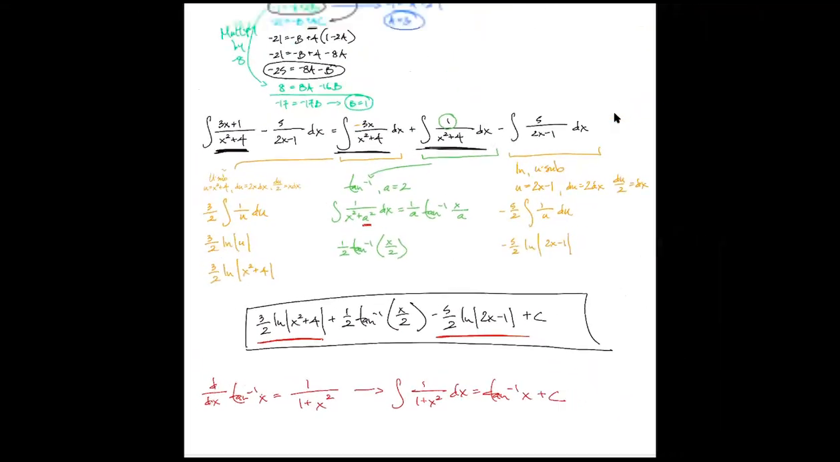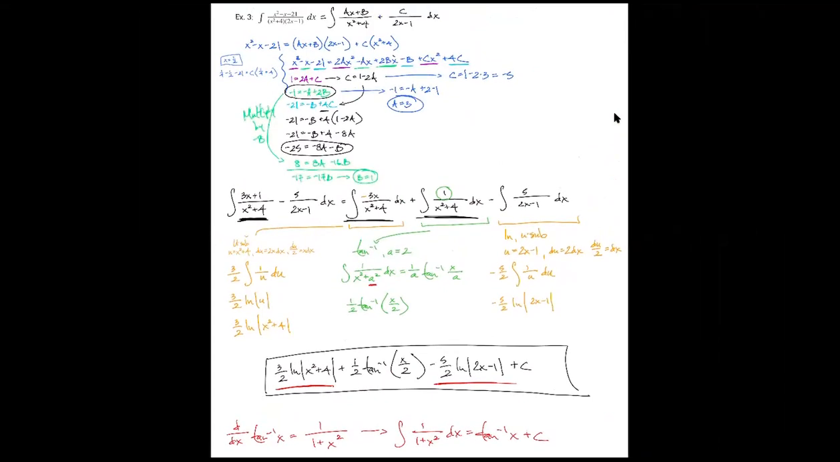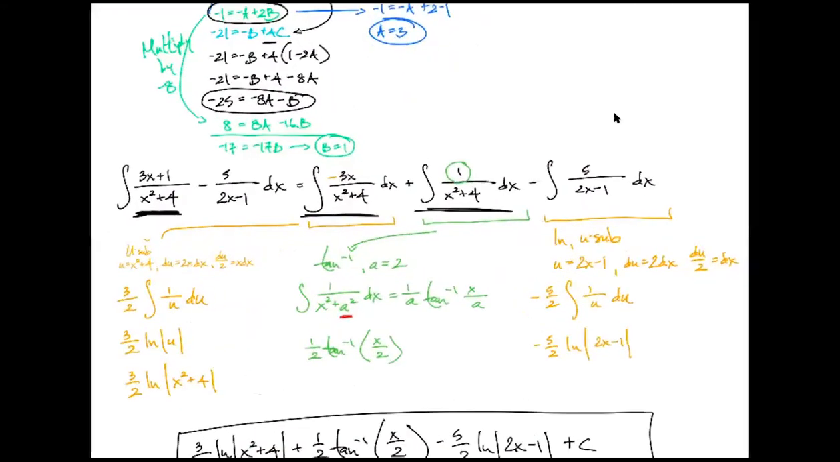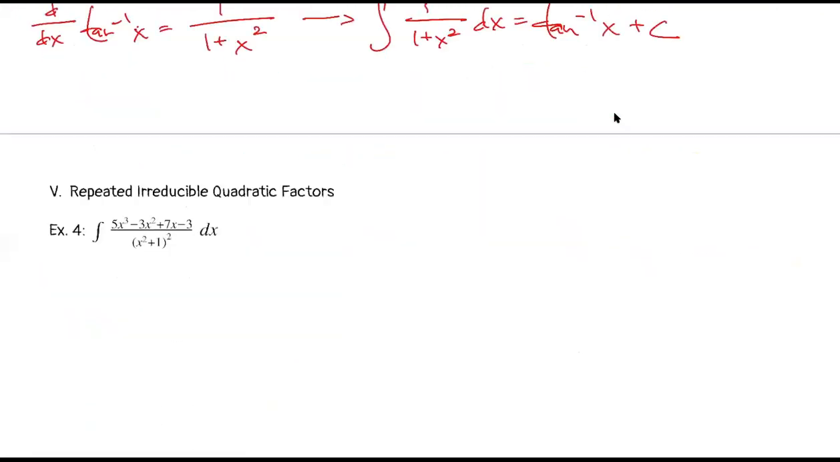All right. So we've got this whole problem here. The case where we have an irreducible quadratic factor, only one of them. It forced our hand to do a system of equations, and then at the end we ended up with 3 different types of integrals to integrate. Okay? All right, so we've got one last example to do, and our last case is with repeated irreducible quadratic factors. Okay?